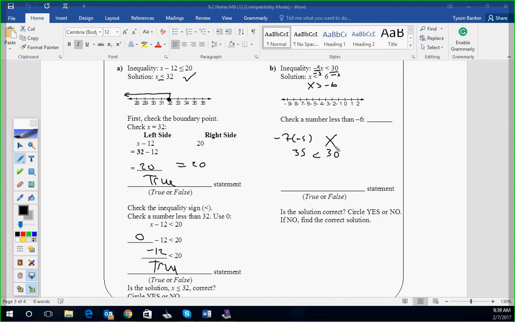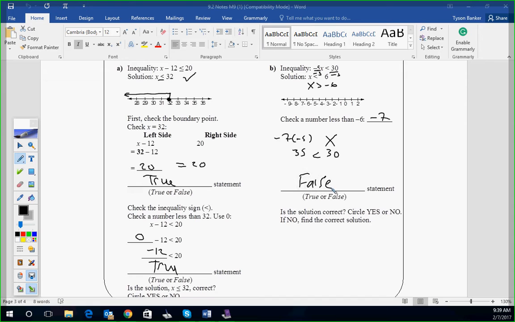Wait, so which sign do you use? Do you combine the original one from the inequalities? So they had less than and less than. They didn't flip, so we just flipped to greater than. No, they kept it less than for the check. We checked from theirs, not from ours. So I tried -7, which is less than -6, and it ended up making it wrong still. And so this would be a false.